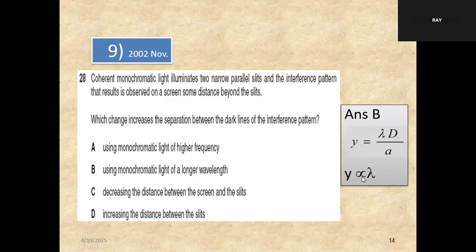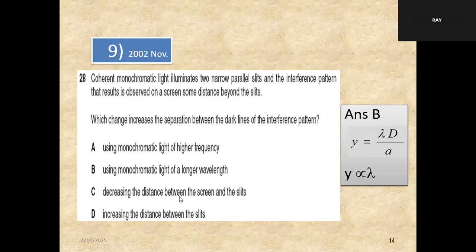y is proportional to wavelength and inversely proportional to frequency. So which change increases the separation between the dark lines? Same as bright line. Roughly can use the same formula. So using monochromatic light of higher frequency, however, higher frequency means smaller wavelength, so cannot be. Using monochromatic light of longer wavelength, yes, y is proportional to that.